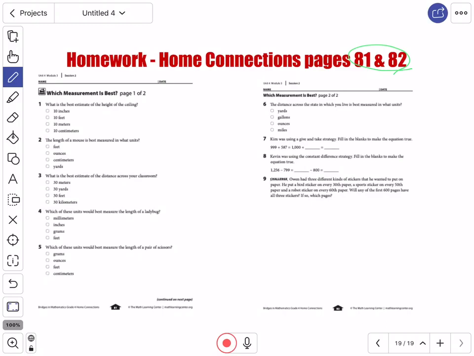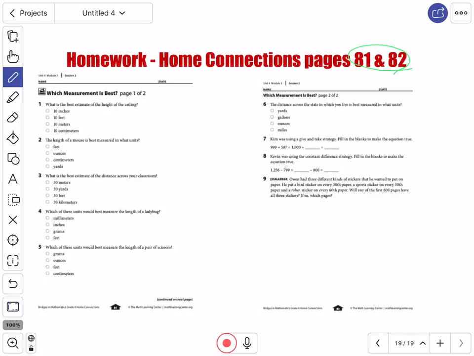for 1 through 6. And then when you get to number 7, Kim was using a give and take strategy, fill in the blanks, to make the equation true. For number 8, Kevin was using the constant difference strategy, fill in the blanks, to make each equation true. Okay. And then finally, there's a challenge.